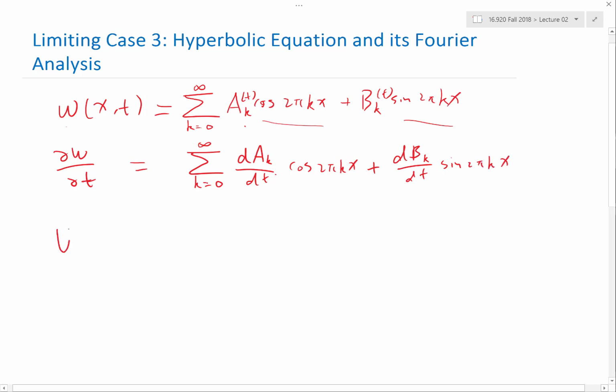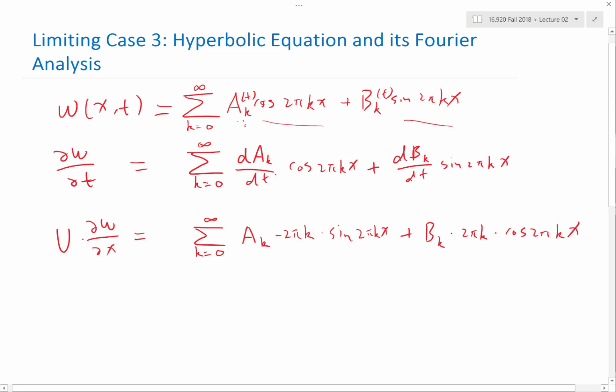Now, what is the other component? u times partial w partial x. Again, we have to take the derivative of the product. But in this case, the derivative of a with respect to x is equal to 0 because a is only a function of t, right? So we have a_k here, and we take the derivative of cosine, which is what? Yes, we get minus 2 pi k times sine of 2 pi kx. And the second term is b_k times 2 pi k times cosine of 2 pi kx, right?